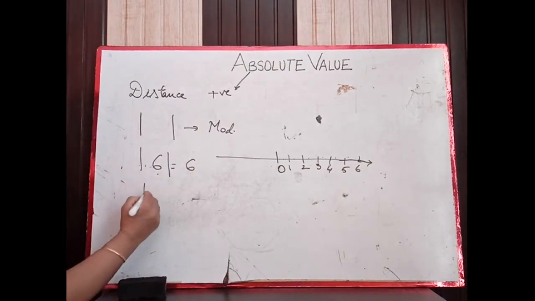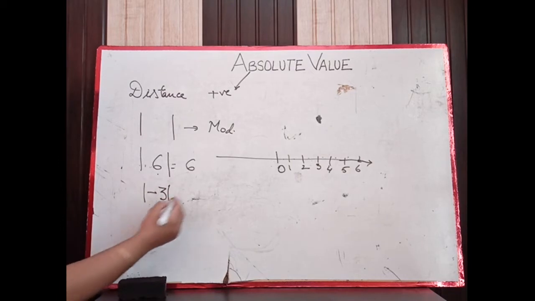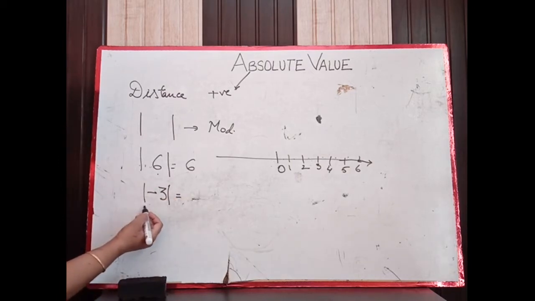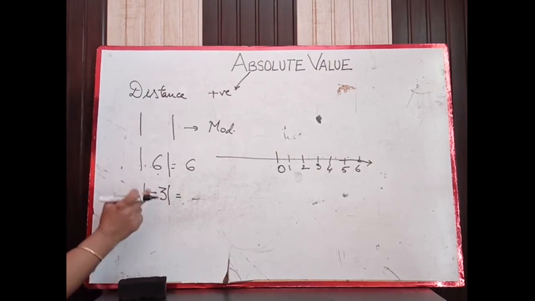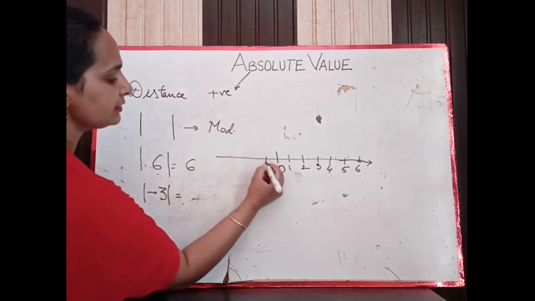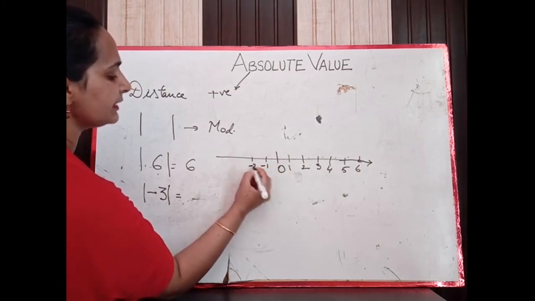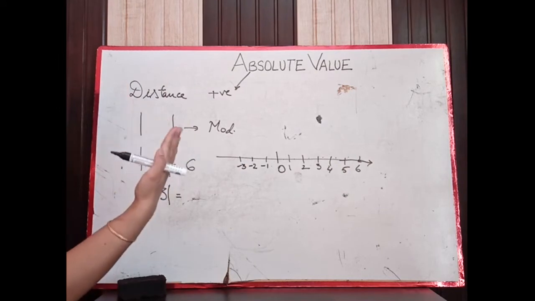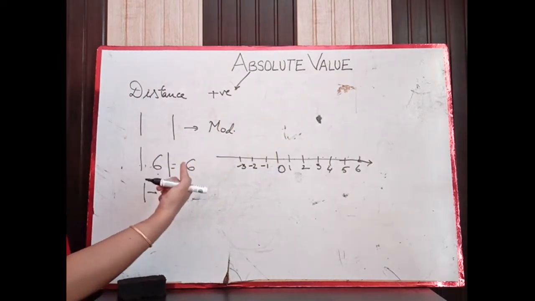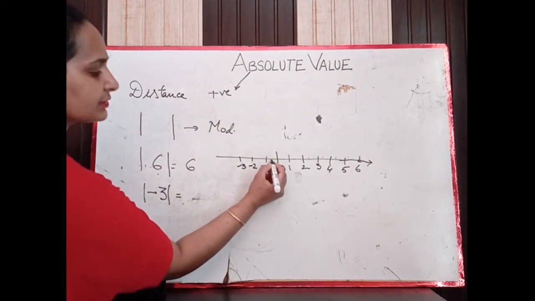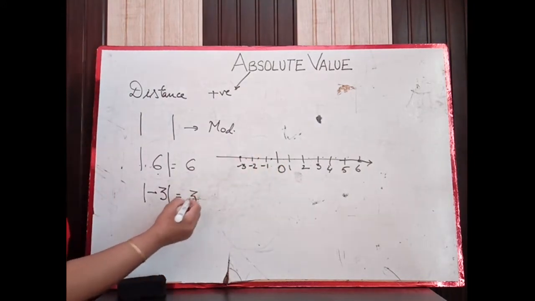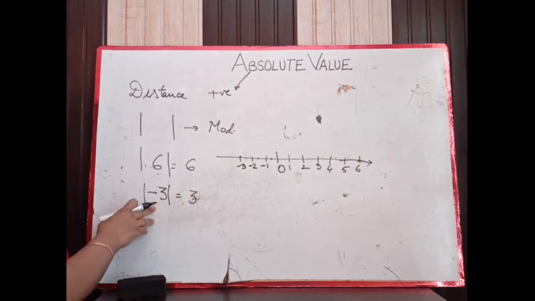Now we have to find the absolute value of minus 3. That means what is the distance of minus 3 from 0? Let's check: minus 1, minus 2, minus 3. We are measuring the distance, not the direction, whether right hand side or left hand side. So 1, 2, 3, 3 units only. So the distance of minus 3 from 0 is 3.